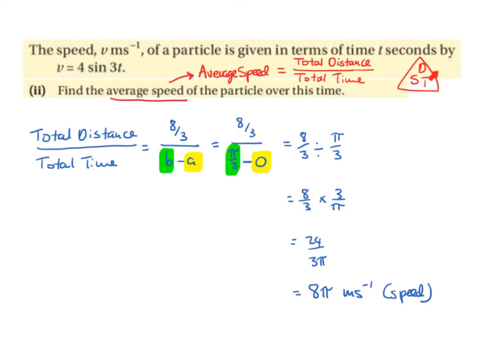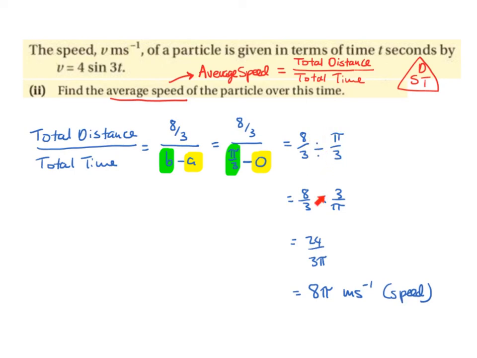Well, we use Dad's silly triangle, and it tells us that the average speed is equal to the total distance divided by the total time. So the total distance we got in part 1 to be 8 over 3. The total time is b minus a, so subtracting our limits. So it's going to be 8 over 3 divided by pi over 3 minus 0. Pi over 3 minus 0 is just pi over 3. So it's going to be 8 over 3 divided by pi over 3.